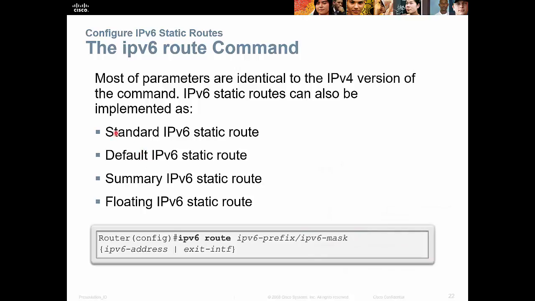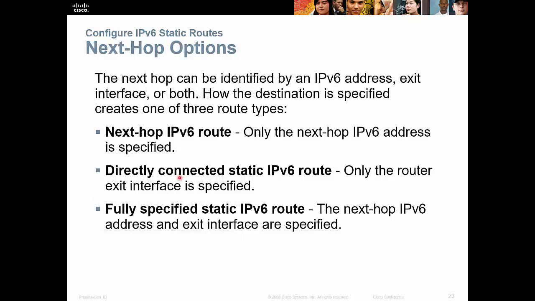IPv6 route is pretty much the same as the IPv4, except we have to add the 6, but the syntax is pretty much the same. So the command is ipv6 route, the IPv6 prefix and mask for the destination, and then the IPv6 address for the next hop, and then the exit interface. So with IPv6, the next hop can be identified by an IPv6 address, the exit interface, or both. How the destination is specified creates a few different types of routes.